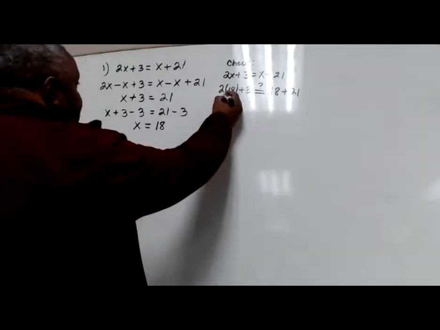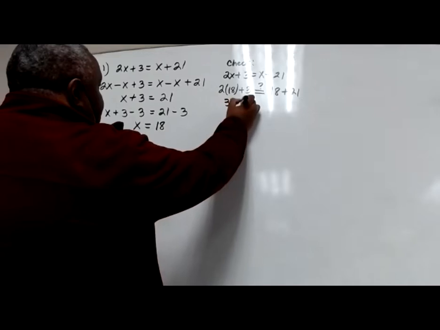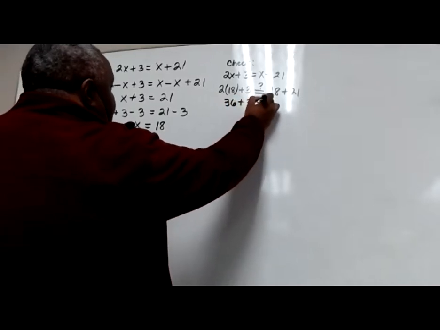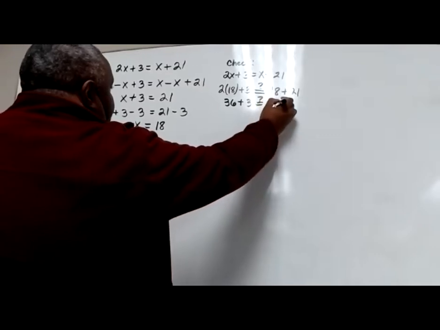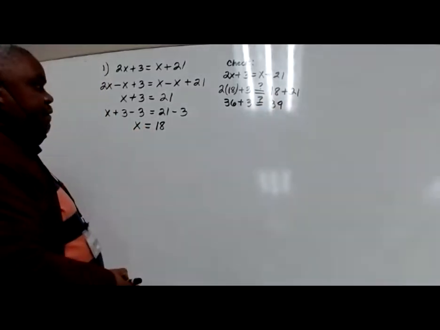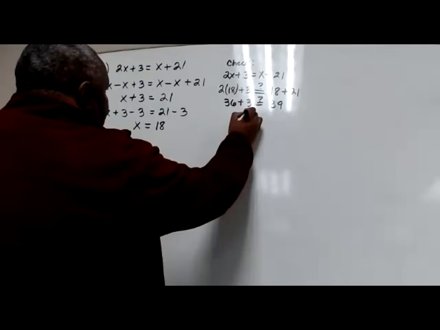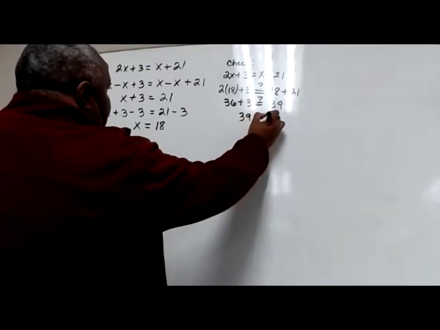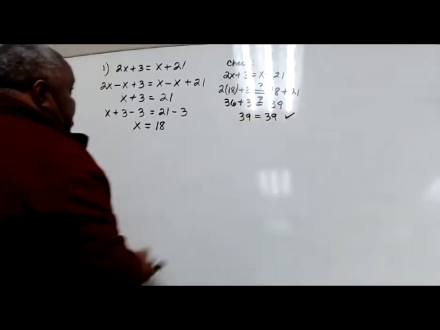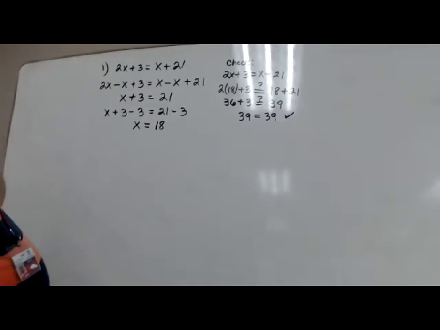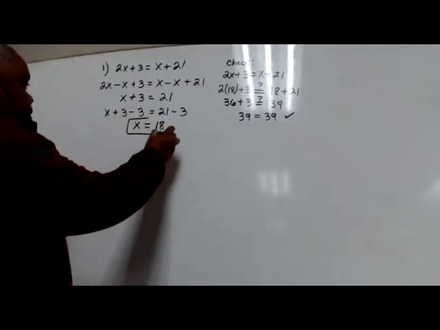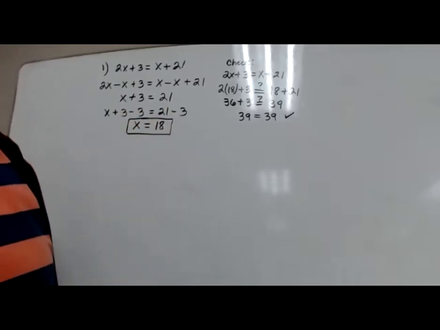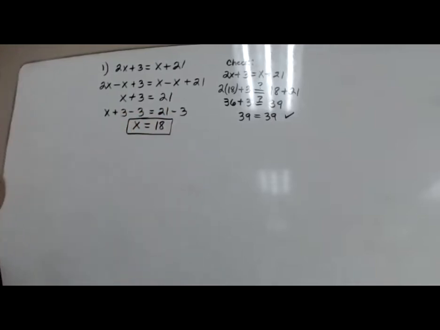So if I do 2 times 18, that's 36, plus 3. Now I want to know if that's equal to, well, I can add 18 and 21, that would be 39. And if I add 36 and 3 together, I get 39. So this solution does check. The left side does equal the right side. So I can conclude x equals 18 is the solution to that linear equation.